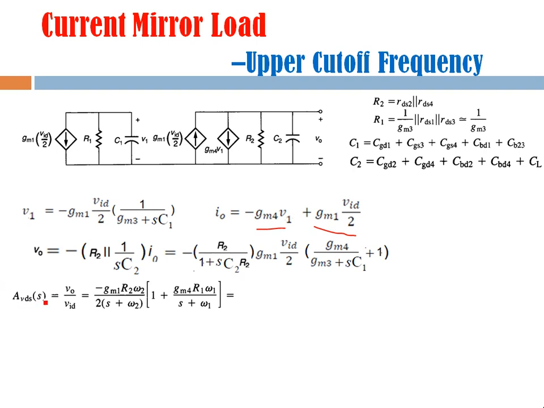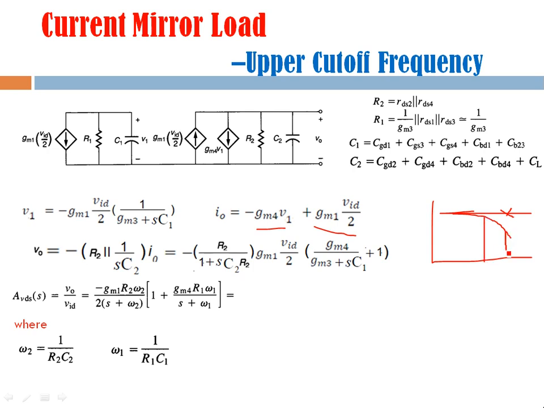For finding this voltage gain, it's V0 divided by the differential input voltage. So this VID will cancel from here, and the expression is something like this. Here you can see there are two frequency components or corner frequencies, omega 2 and omega 1, and omega 2 is this and omega 1 is this. So normally what happens, as I told you before also, if we have this kind of frequency dependent behavior, something like this, ignore this part, it's a mistake, right? If you see this kind of thing, then you may get two corner frequencies, one here and one here, right?